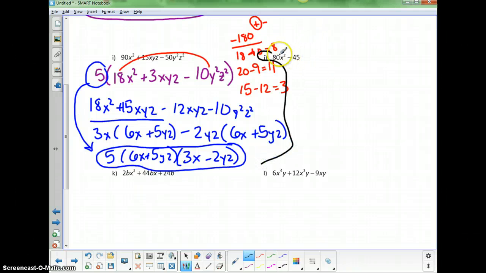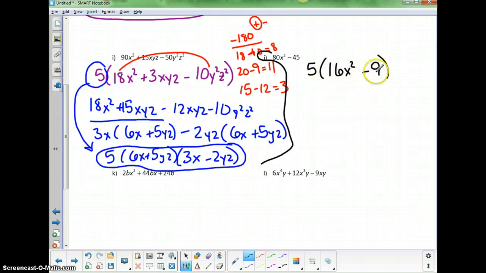Alright, and the next one, two terms, 80 and 45. They can both be divided by something. Or can they? Yes, they can both be divided by at least 5. So let's take a 5 out. If I divide them by 5, I'm going to get 16x squared minus 9.